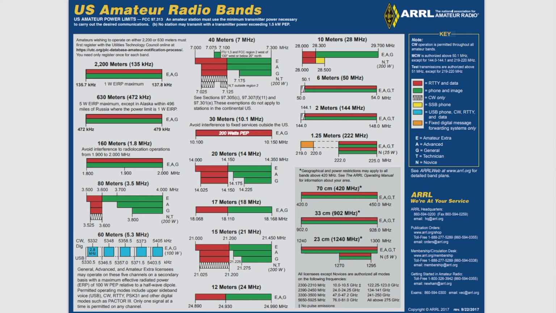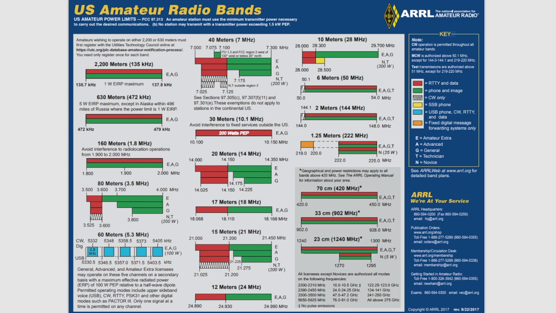So green is phone and image. If you want to talk, phone is talk. You can talk in the green areas. You'll see that on 20 meters, when you come over to 20 meters, there's no technician privileges on 20, but there is general, advanced and extra. On general, you can operate phone from 14.225 up to 14.35. As long as you're in here, you're good to go. As you get to your extra, it opens that all up.